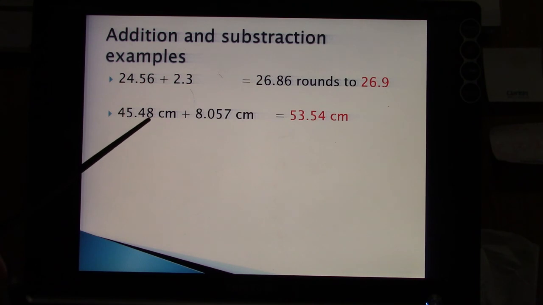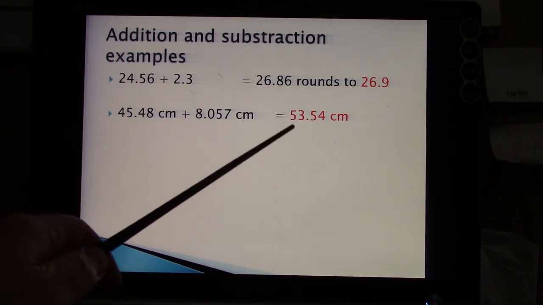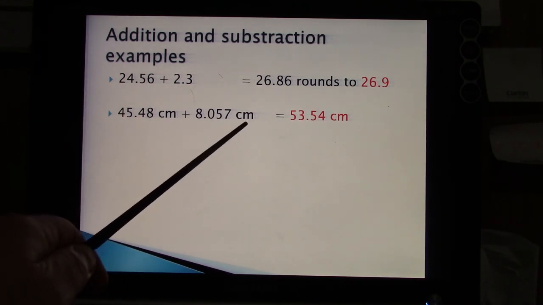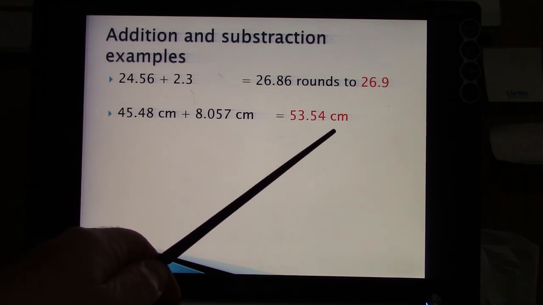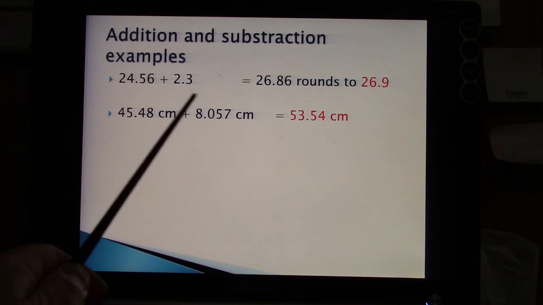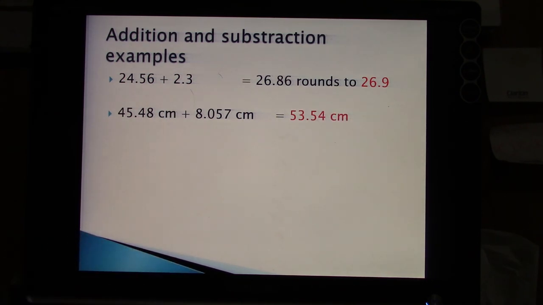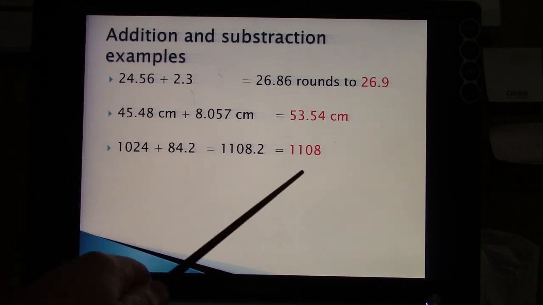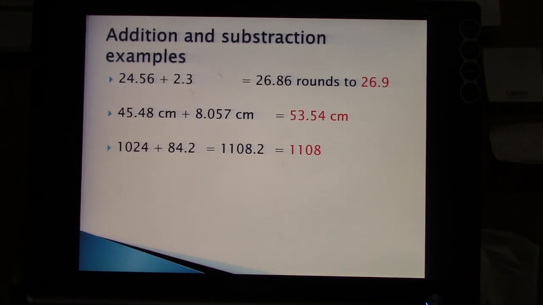Alright, this has 2 decimals, that has 3 decimals. The final answer should have 2 decimals. And don't forget to put the units, otherwise you get points taken off. So make sure you follow the sig fig rules plus put units. This doesn't have any units, so you don't have to worry about it. Alright, try that one. This number has no decimal places, so the answer should have no decimal places. Same rules apply for subtraction.